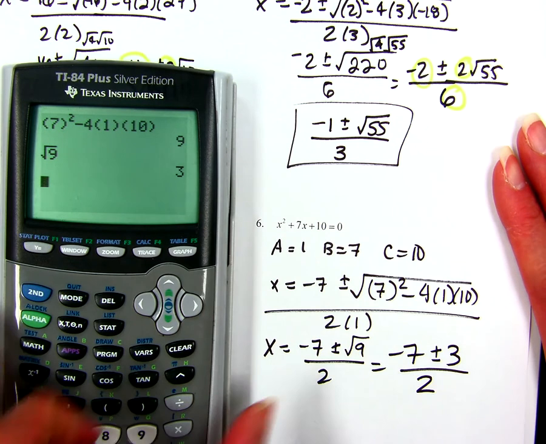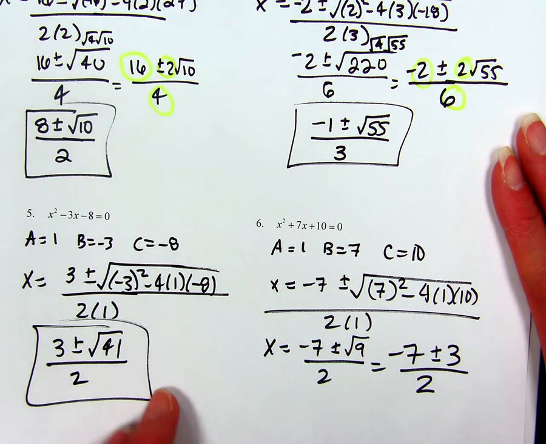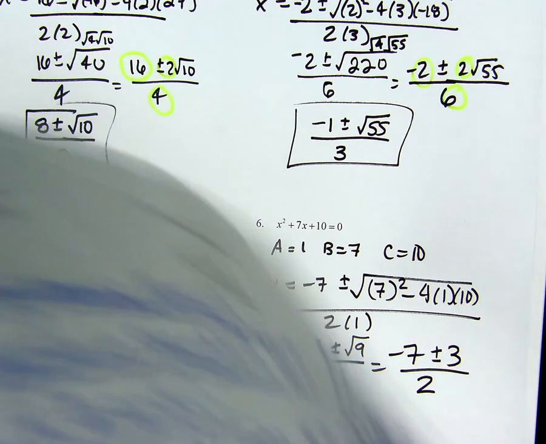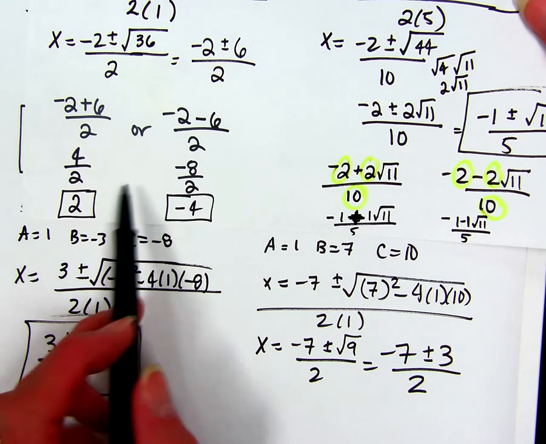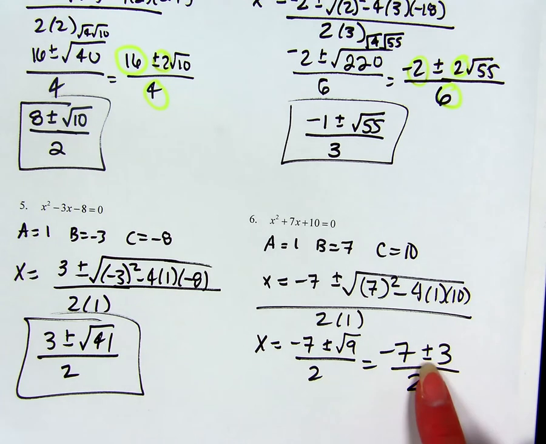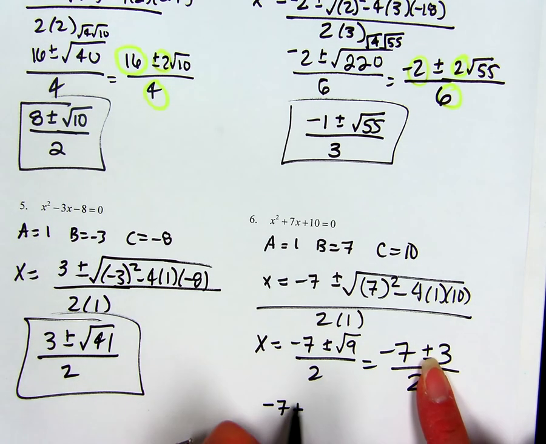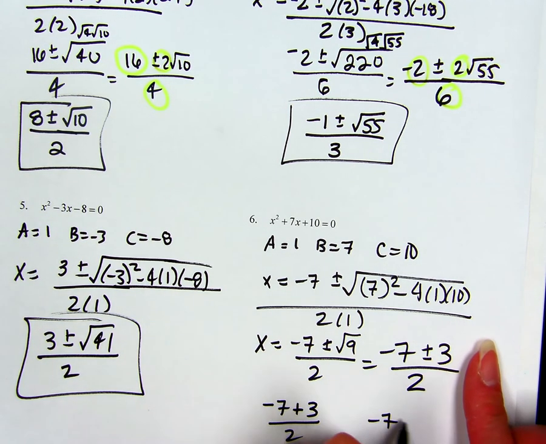So if it has a radical in it, you simplify the radical. If it doesn't, it's kind of like problem number 1 that we did over here. You want to split it up. So one answer is negative 7 plus 3 over 2, and another answer is negative 7 minus 3 over 2.